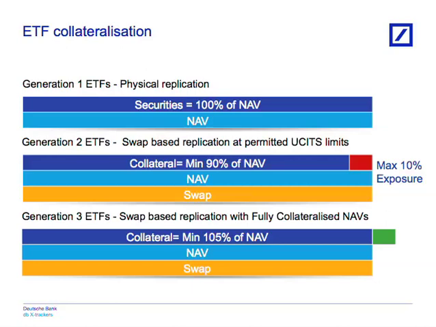The first generation, as we like to think of them, are the physical or direct replication ETFs. The net asset value, the NAV of the ETF, is accounted for by the securities held by that ETF structure. This is fairly easy to understand.